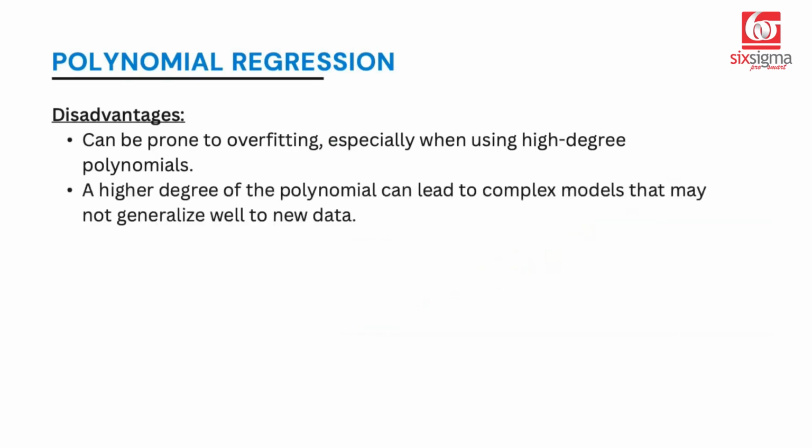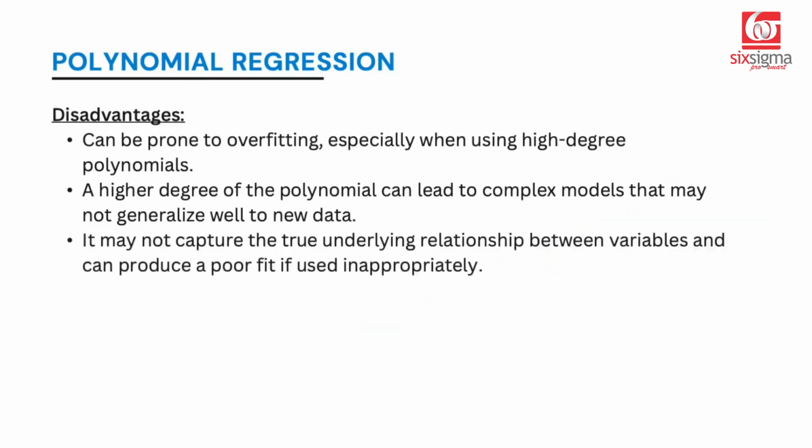So it is quite possible that we may end up fitting such a complex polynomial model that it is no longer generalizable. And the last point is very important. It may not capture the true underlying relationship between variables and can produce poor fit if used inappropriately. See, we may understand the relationship between the weight of a child and the height of a child. But if we say that we are trying to explain the weight of the child with the height squared or raised to the power 3, you can imagine the interpretability would not be that high, and you may not be able to exactly understand the relationship between the variables to a great extent.